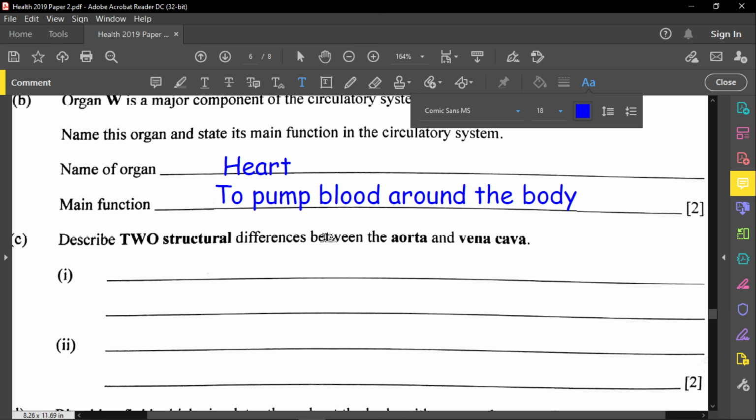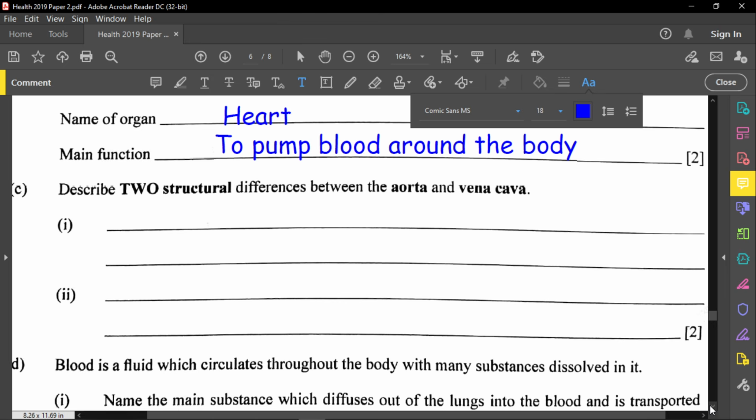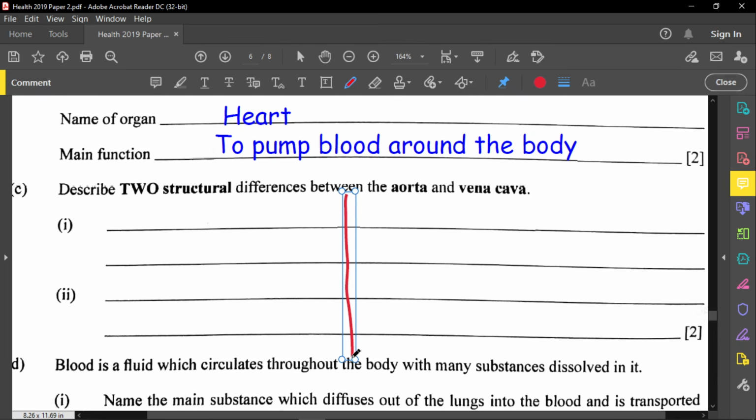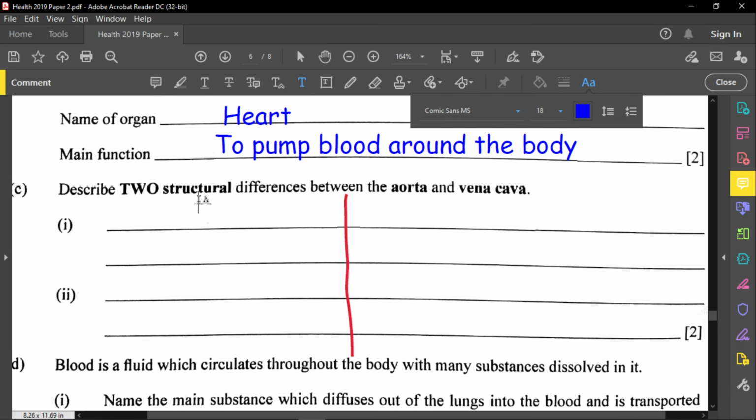Part C said describe two structural differences between the aorta and the vena cava. Again, the aorta is the largest artery in the body, and the vena cava is the largest vein. So we're going to compare the difference between artery and vein. I'm going to give you more than two structural differences. I'm going to put a line through here. You don't have to, but this makes it a little easier to see the differences. On this side, I'm going to put the aorta, and on this side, the vein.